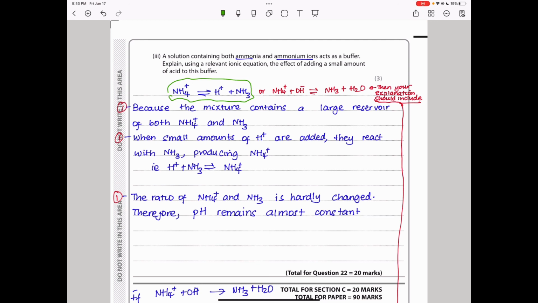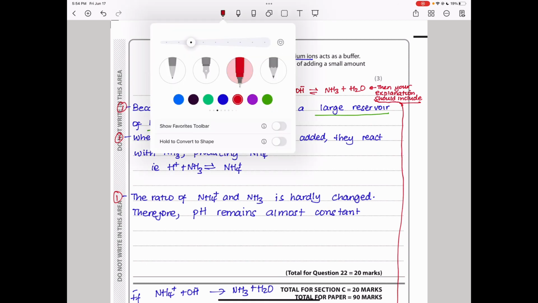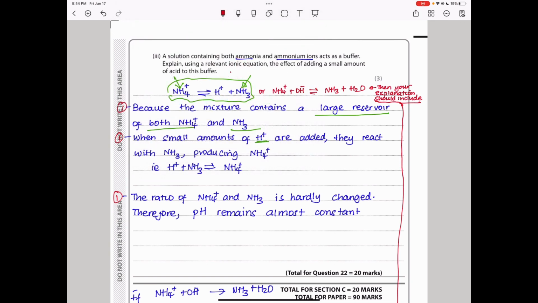So in this case, we have a large reservoir of that and a large reservoir of that. So I said, because the mixture contains a large reservoir, this is very important in any answer, a large reservoir of both the ammonium as well as ammonia. When small amounts of H+ are added, they will react with ammonia, producing ammonium, as the equation shows here.